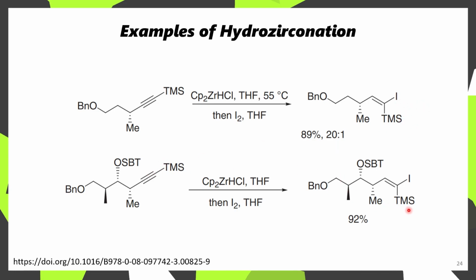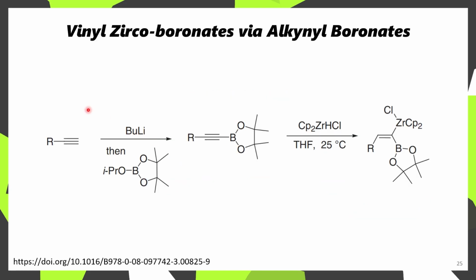Likewise, here's a similar example where another vinyl iodide was prepared. Now let's say you want to take your alkyne, put a boronate on it, and a zirconium, but still retain a little bit of pi character. Well, instead, you could lithiate a terminal alkyne, which kicks off the isopropoxy group, putting on an alkynyl boronate. Upon addition of your hydrozirconium reagent, you'll again get syn addition, forming this product shown here.